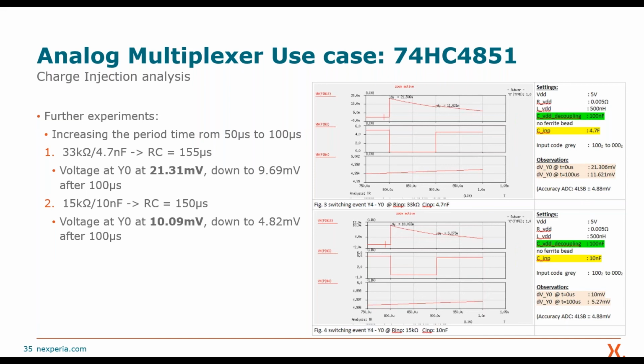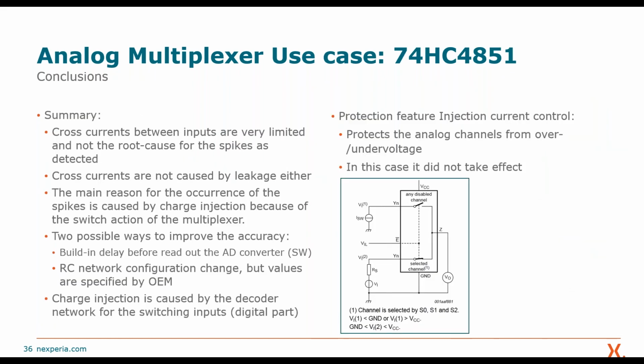The customer did also the associated measurements with that and could confirm that it was working for him. So we ended up with the conclusion on the next slide, please. The summary: the crosstalk was identified as not being the actual root cause for the spikes, and also leakage could be clearly excluded. And so the main reason for the occurrence is charge injection because of the switch action.